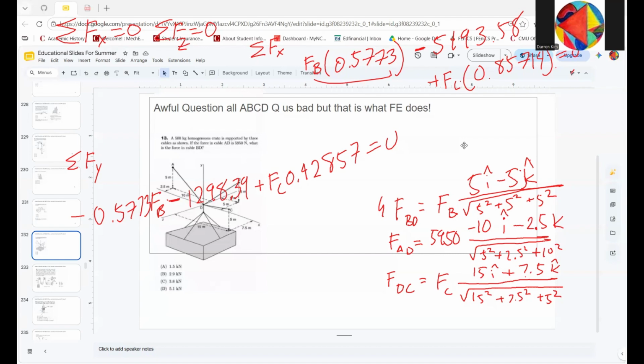0.577. Okay, 0.85. And then here's a mistake I made. Enter del. Okay, solve this. Okay, that's close. I got to 1500 kilonewtons. Great job. Is A.